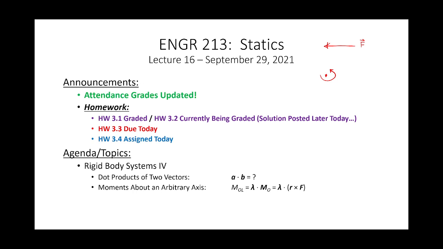But instead of talking about the moment about the z-axis, today I want to ask, what is the moment about any axis? Let's say this little ruler represents a force out in space, and I want to know how much moment is being generated about this axis, pointing in any random direction.